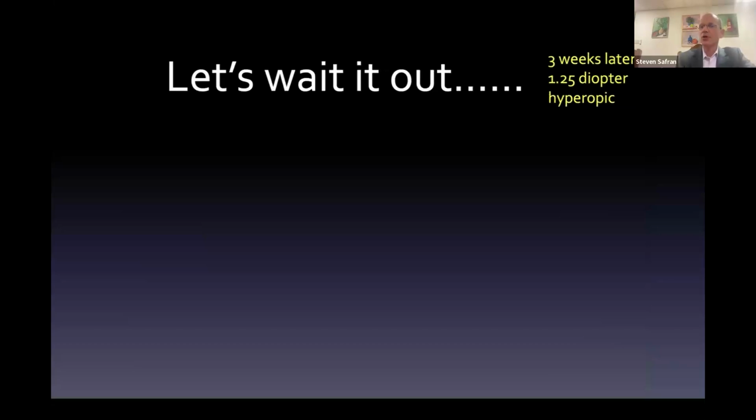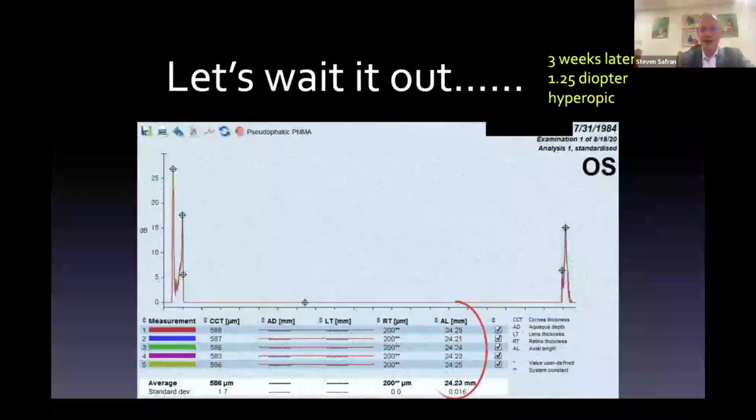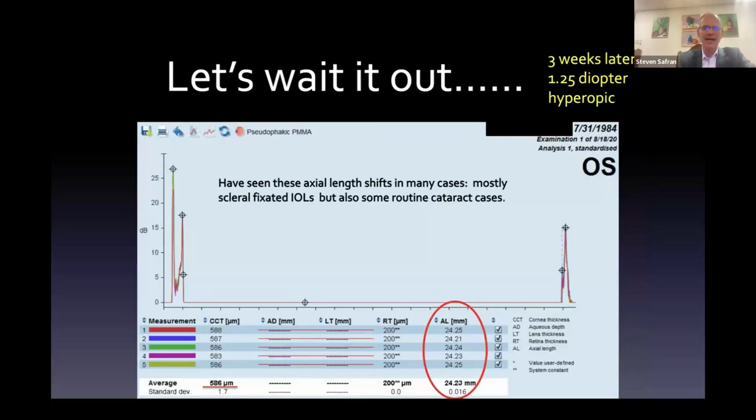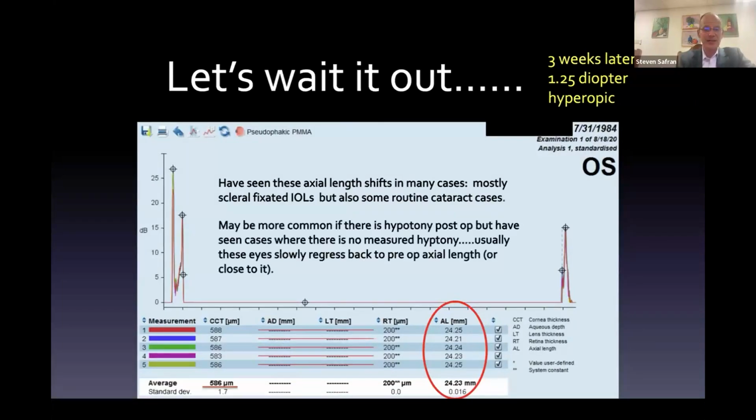3 weeks later, he's only 1.5 diopters hyperopic. He's about halfway home. And we followed him for about a year, and he got most of the way back. I've seen these kinds of axial length shifts in many cases, mostly scleral fixated lens, but also on some routine cataract cases. It may be more common if there's post-op hypotony, but I've seen cases where there's no measured hypotony. And usually these eyes will slowly regress back to pre-op axial length or close to it.